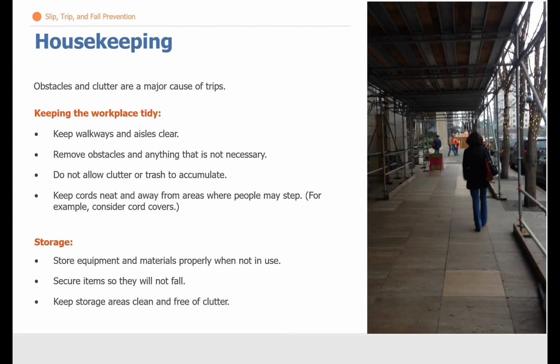For storage, we need to make sure that we're storing things properly. So this could be securing items so they won't fall, or keeping storage areas clean and free of clutter.